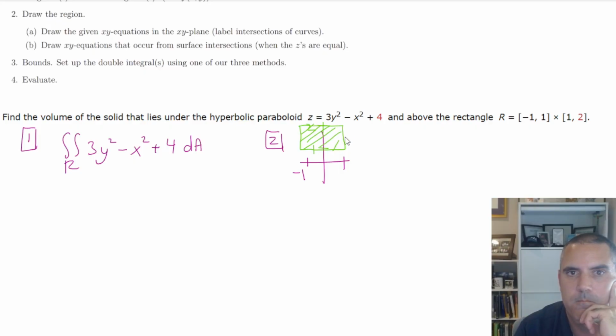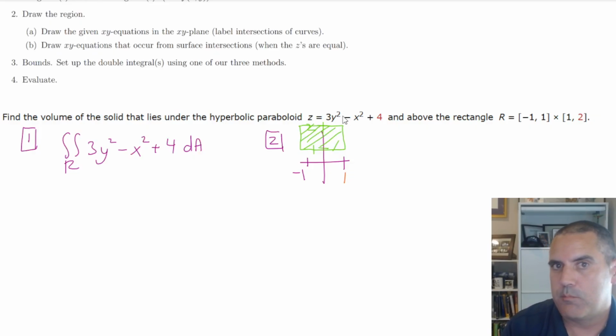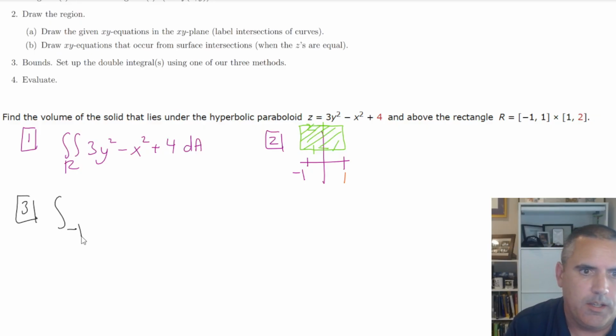And that's it. Again, they were trying to help you realize that it's the volume above that and below this Pringles chip thing. But now you can set it up however you want. You set up the bounds. Doesn't matter. I've chosen to do it this way for a rectangle. So I think 1 to 2 was my y.